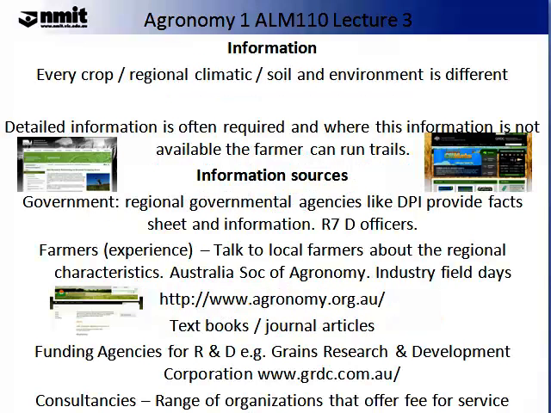I have given an overview of some of the important inputs when choosing the crop you're going to grow and the variety that you will choose. Every crop, regional climate, soil and environment is different. So therefore you have to tailor the information to your farm. I have presented a list of sources that you may find very useful for doing this. These include government regional agencies such as the DPI, and they provide fact sheets and information, often about growing a specific crop in that state.